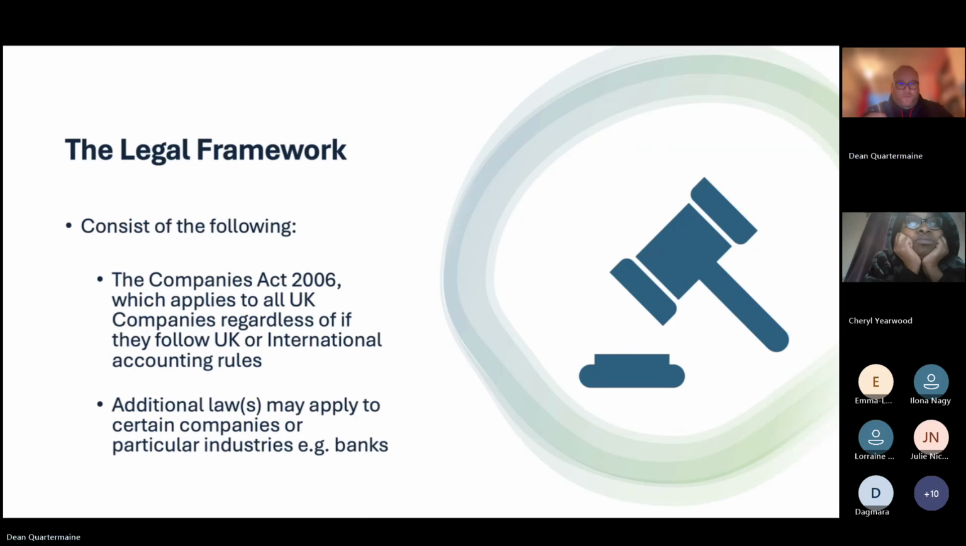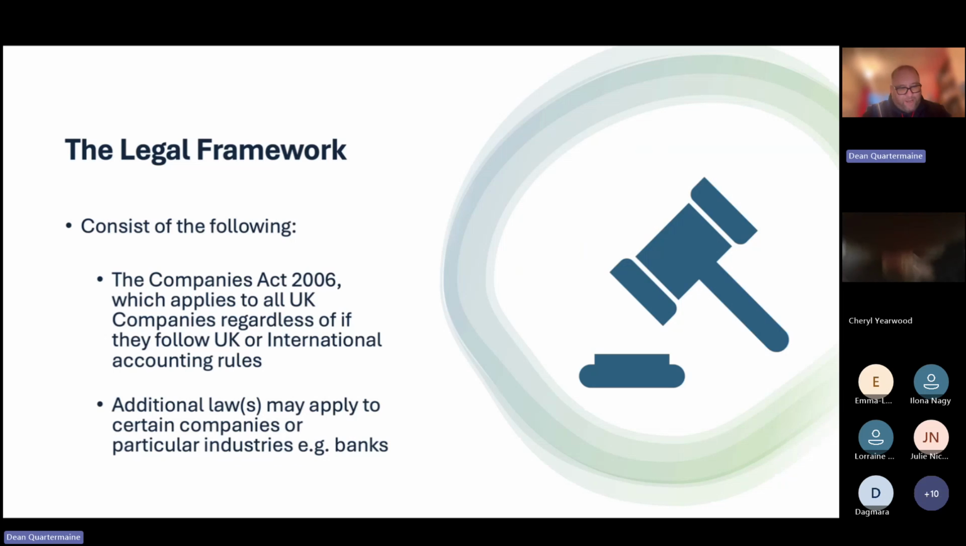The Companies Act 2006, however, applies to all UK companies, regardless of which set of rules they might be following. So that's one legal framework that we definitely need to follow. And then there could be additional laws and additional legal frameworks that may apply for certain companies, certainly companies that are operating in certain industries.